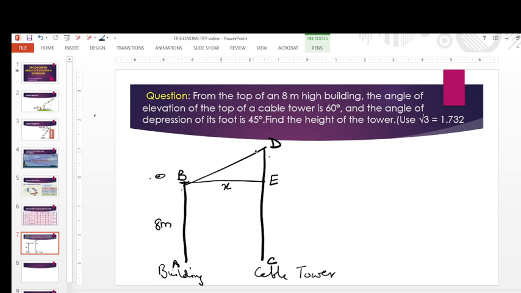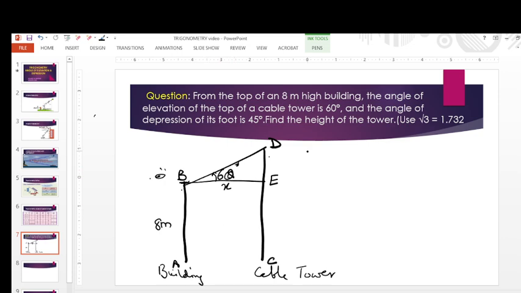And what is the angle of elevation from B to E? Because this is a horizontal line. I told you in the previous slide, this is the eye level. The observer is here, so this is the horizontal line. This is the line of sight. And this angle of elevation is given to be 60 degrees. Here, 60 degrees. All right.